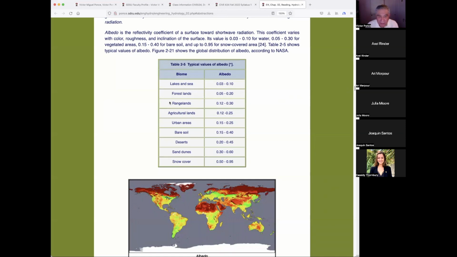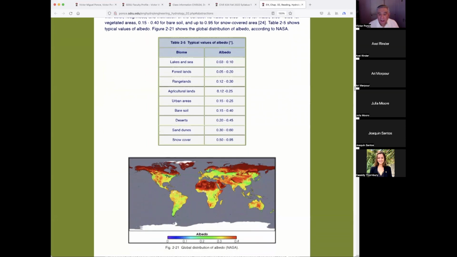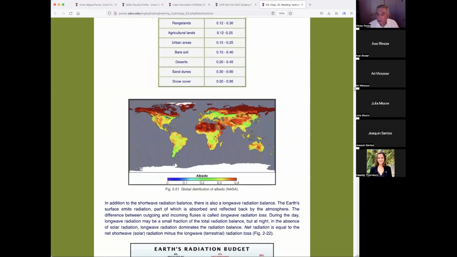So this is a table of typical values of albedo. Why did we bring this up? We must bring it up because it's part of the energy balance. However, it's also very important for us to consider that albedo is a fundamental parameter, and we all should understand exactly what changes there are in albedo as far as the world is concerned.